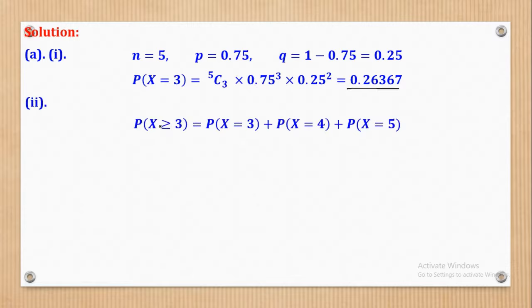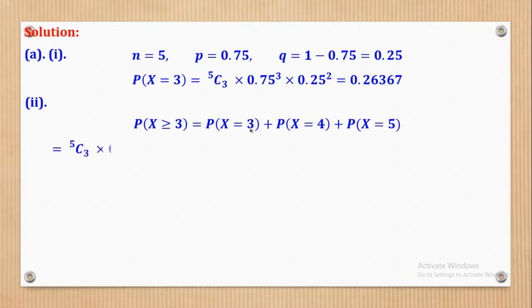Then Roman 2, the probability of X greater than or equal to 3. So greater than or equal to 3 means that you start from 3 up to the end. Now how do you know where to stop? Where to stop depends on the value of N. So it means that the variables will be 3, 4, and 5. That is why you see here that this probability is expanded as probability of X equal to 3 plus probability of X equal to 4 plus probability of X equal to 5.